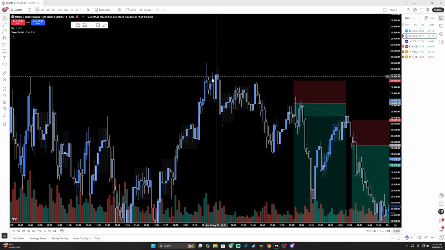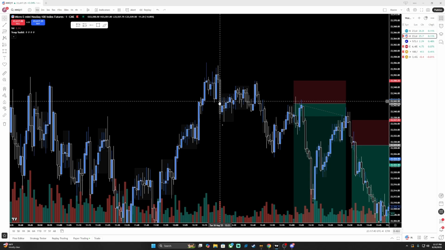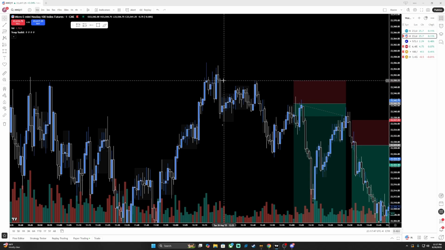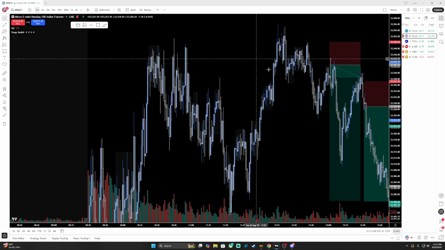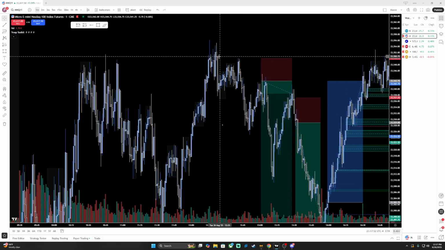I would have taken this trade right here if I didn't have stuff to do this morning. But, it is what it is. Would have been crazy RR. But yeah, like right here.